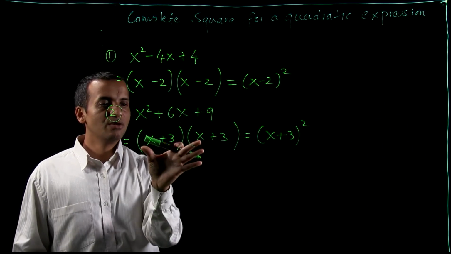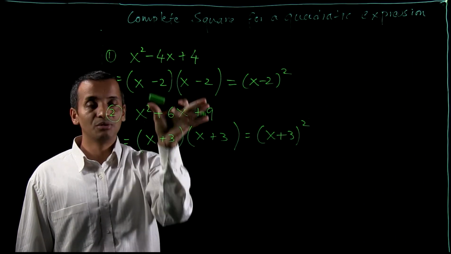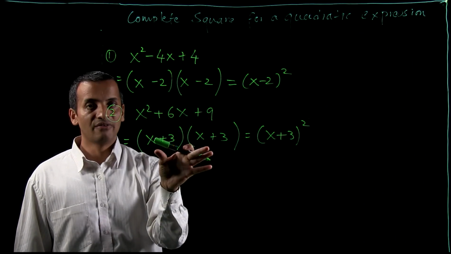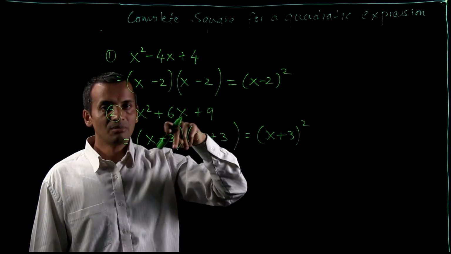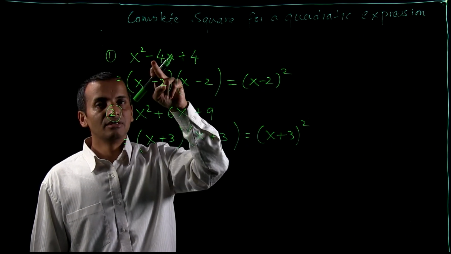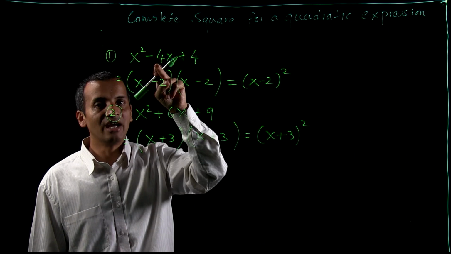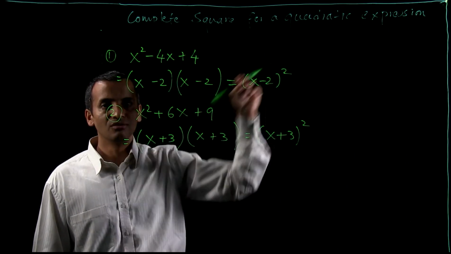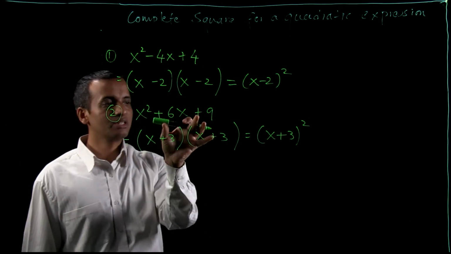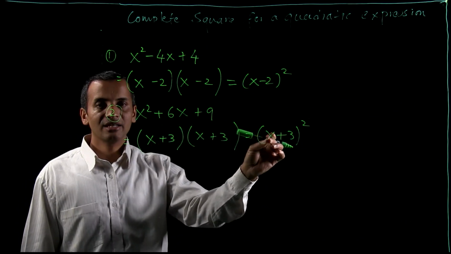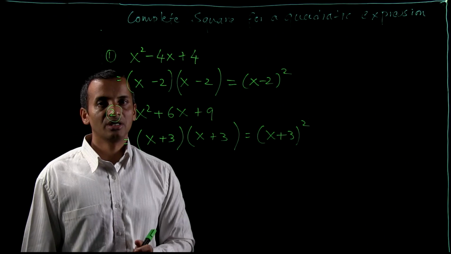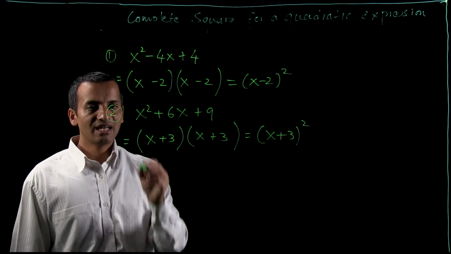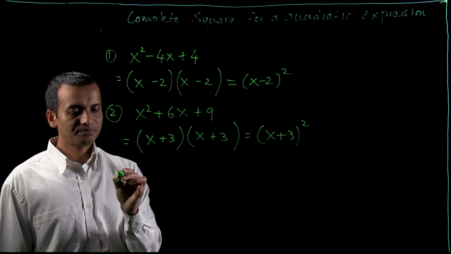In that case, you don't have to find those two factors. What you can do is write x in parentheses, then half of the coefficient, so minus 2, and then write the square. Similarly here, write x, and half of the coefficient of x is plus 3, and then square. Can you generalize that in example 3?